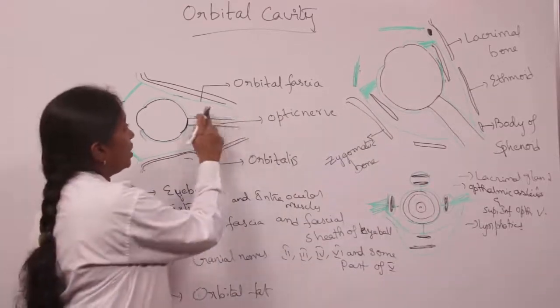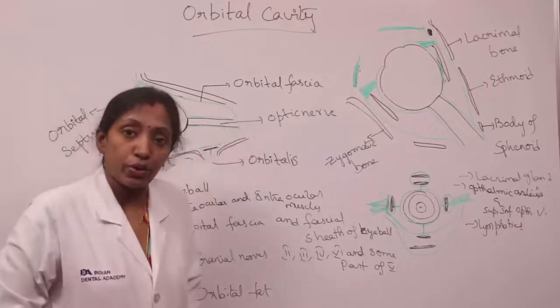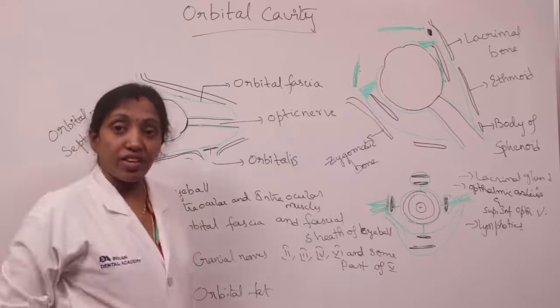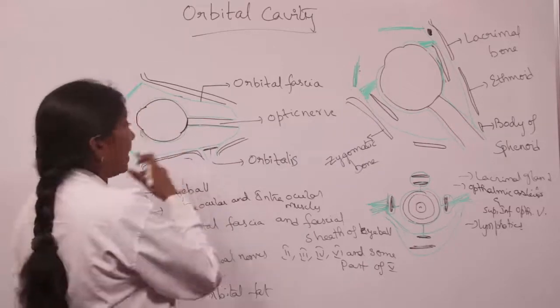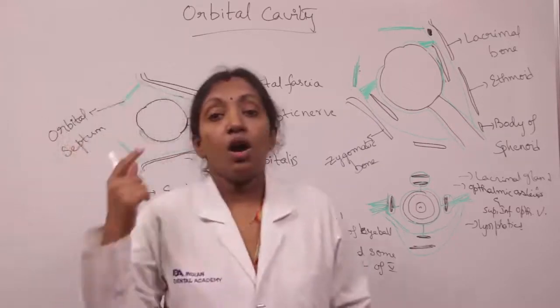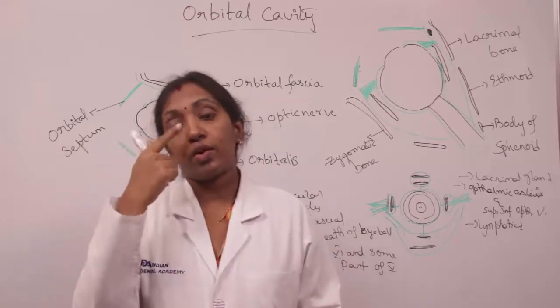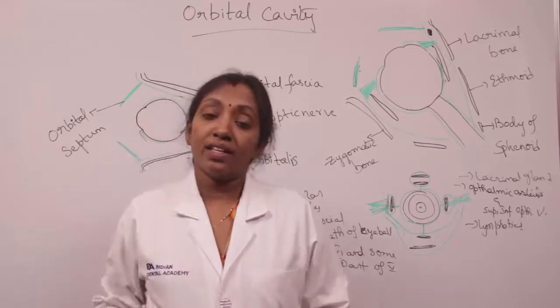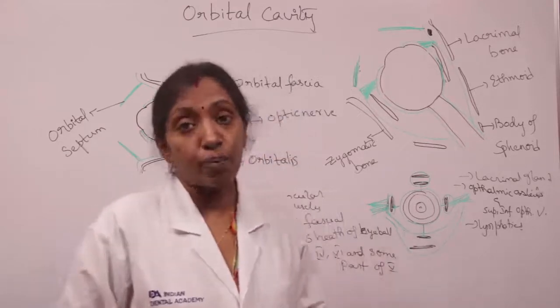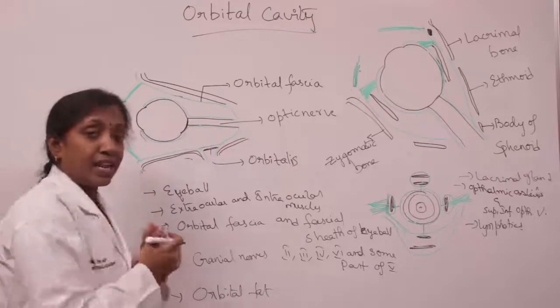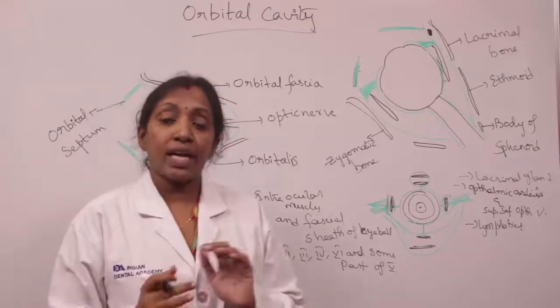So the orbital fascia posteriorly is continuous with the dura mater as well as the fascia covering the optic nerve, and anteriorly it is continuous with the periosteum surrounding the bones of the orbit. Okay, so the orbital fascia is nothing but the periosteum, and it can be easily stripped off.